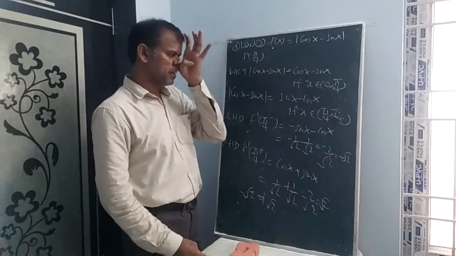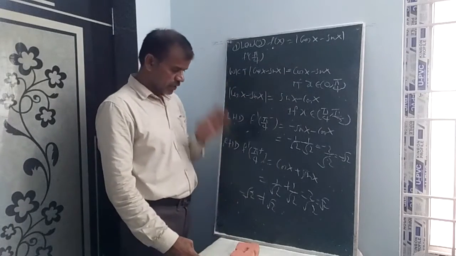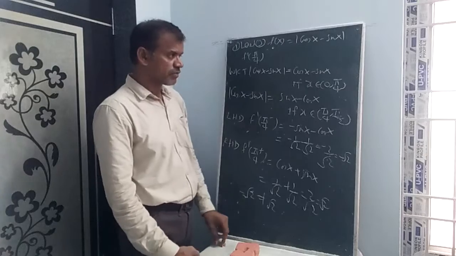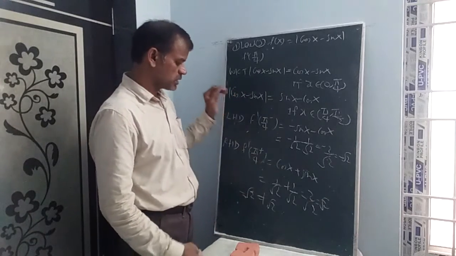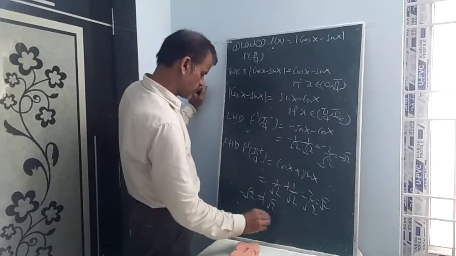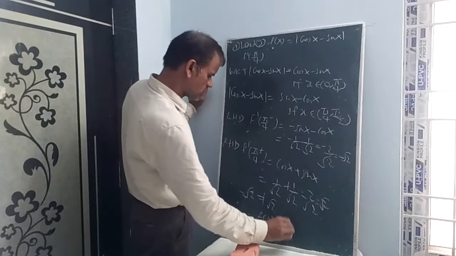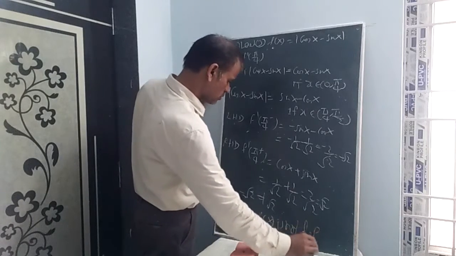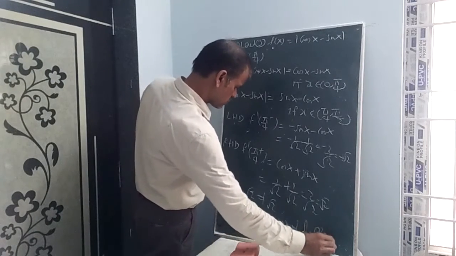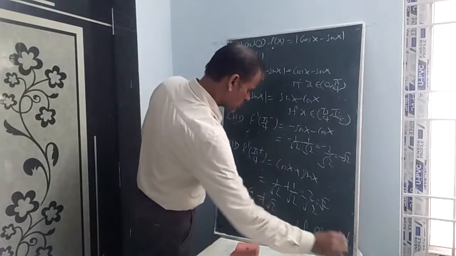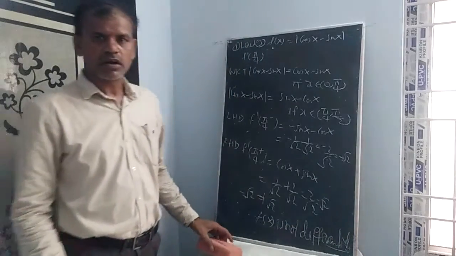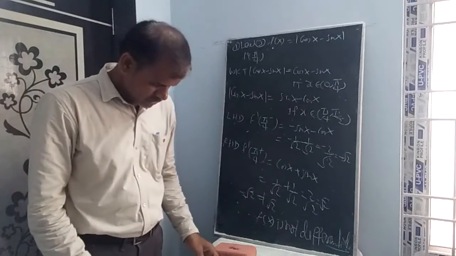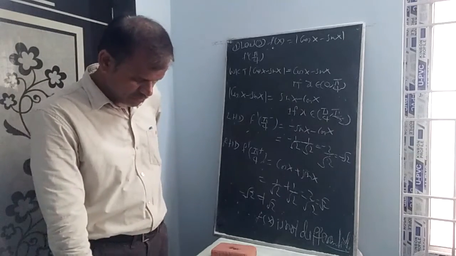Just within the neighborhood the value changes. A lot of difference there between the minus value and the plus value. Therefore, f of x is not differentiable. F of x is not differentiable at x is equal to pi by 4, whatever the value we are given.